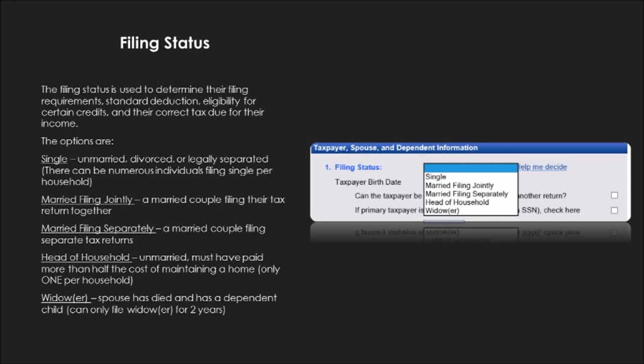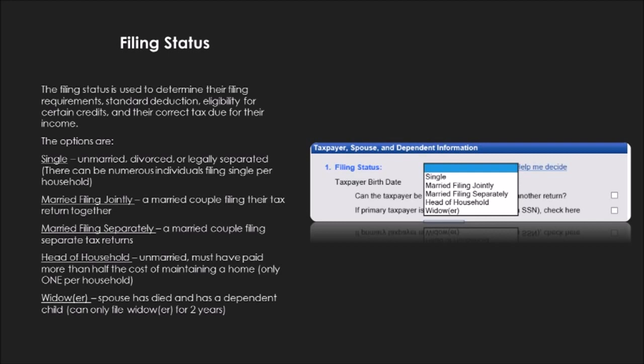You have married filing jointly, this is a married couple filing their tax return together. Married filing separately, this is a married couple that will be filing 2 separate tax returns. Head of household, this is an unmarried individual who must have paid more than half the cost of maintaining a home. There can only be one per household that claims this filing status. And you have widower, this is an individual whose spouse has died within the last 2 years, who has a dependent child to claim.